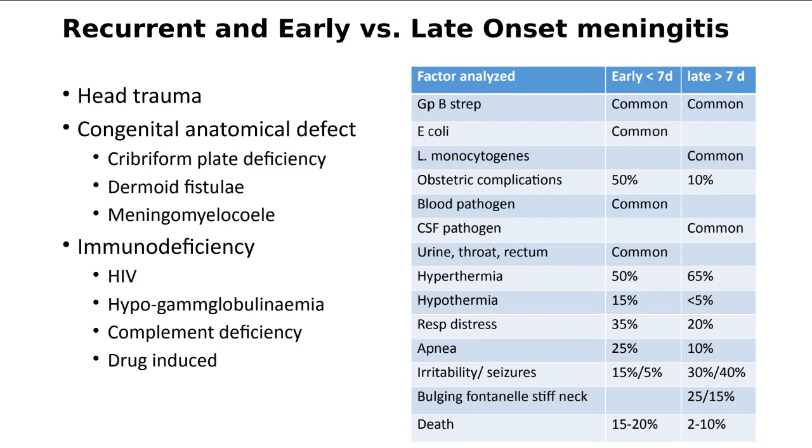Hyperthermia is very popular, and the baby will present less with hypothermia, more with respiratory distress, more with apnea, less with irritability and seizures, and of course, very much less with a bulging fontanelle and stiff neck. The mortality is very high. Those who present later on will tend to present with maybe Listeria monocytogenes as a cause. The organism is more commonly identified in the CSF. They are now presenting with fever, irritability, and a bulging fontanelle, and the mortality is less.